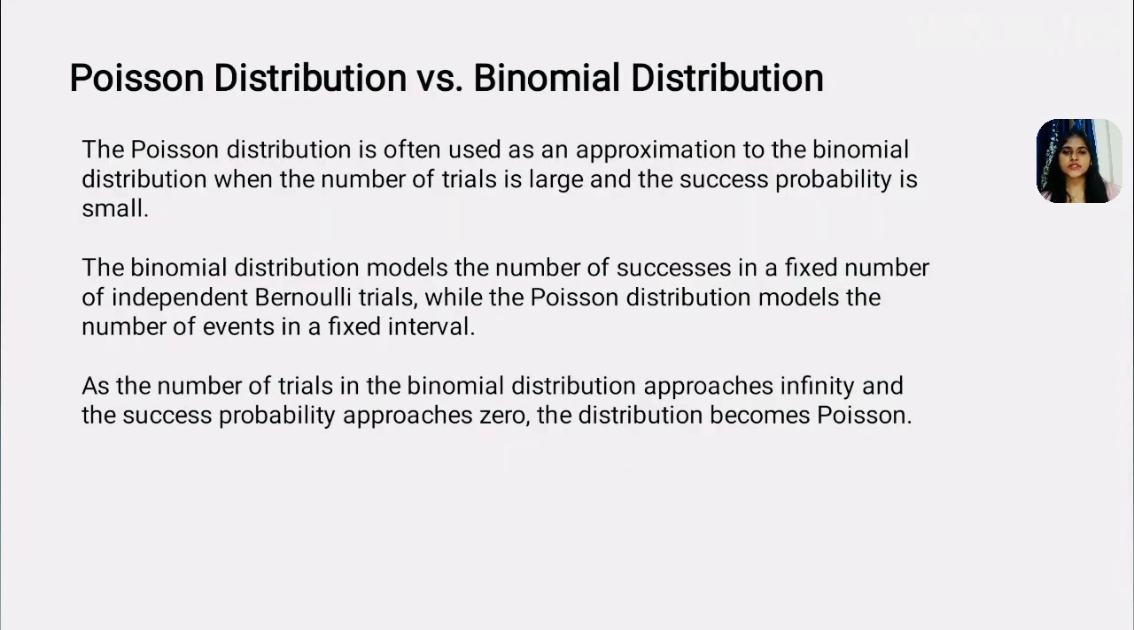Poisson distribution versus binomial distribution. The Poisson distribution is often used as an approximation to the binomial distribution when the number of trials is large and the success probability is small. The binomial distribution models the number of successes in a fixed number of independent Bernoulli trials, while the Poisson distribution models the number of events in a fixed interval. As the number of trials in the binomial distribution approaches infinity and the success probability approaches zero, the distribution becomes Poisson.